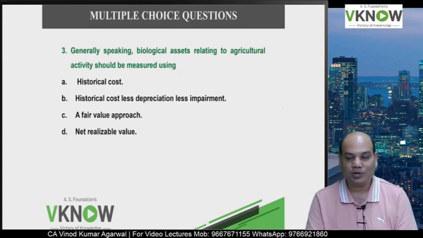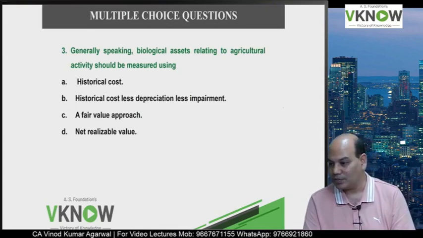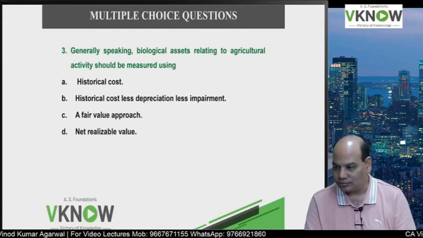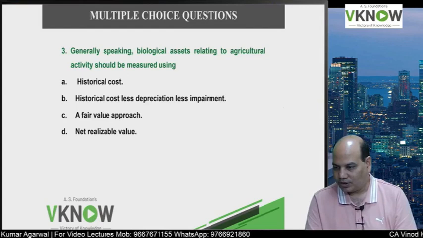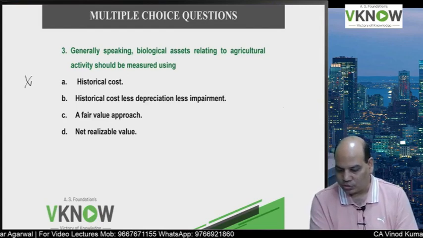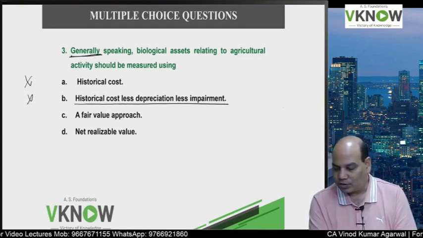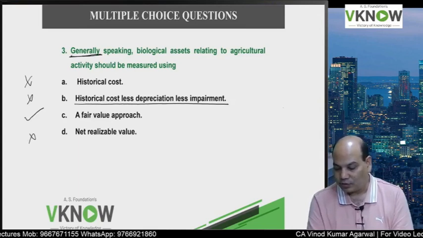One more question. Generally speaking, biological asset relating to agricultural activities should be measured at fair value approach. Historical cost approach, no. This is usually not the answer. It is an exceptional answer. I have used the word generally here. This is right. NRV is also not right for biological asset. The correct answer is C.